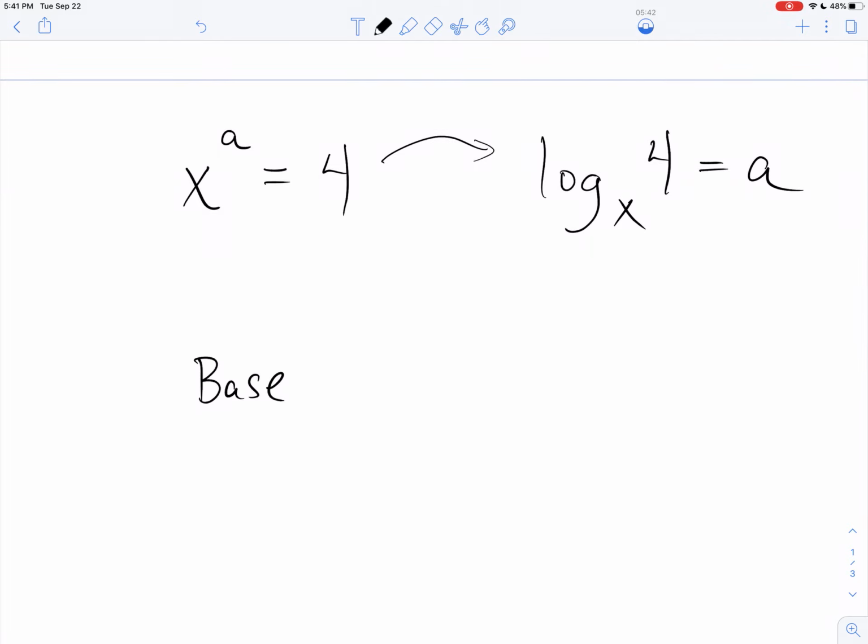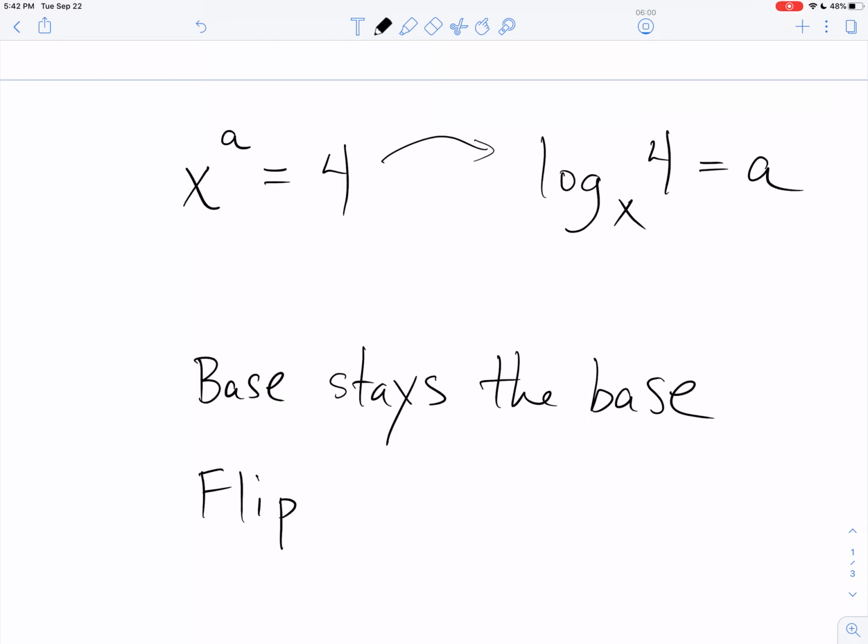Whatever the base value is, the base stays the base. It doesn't change. Whatever the base is going to be the base in either format. What do you do with the other two pieces of information? Base stays the base. The other two pieces, flip-flop.